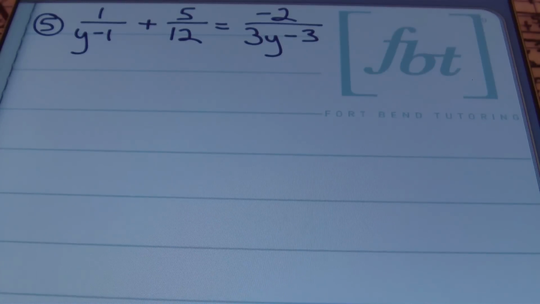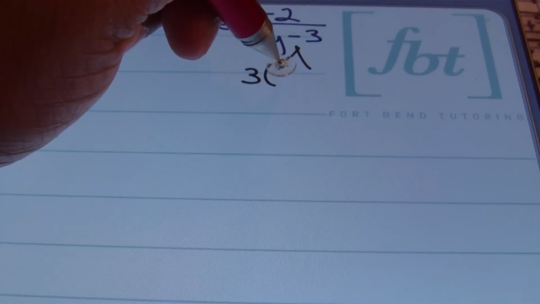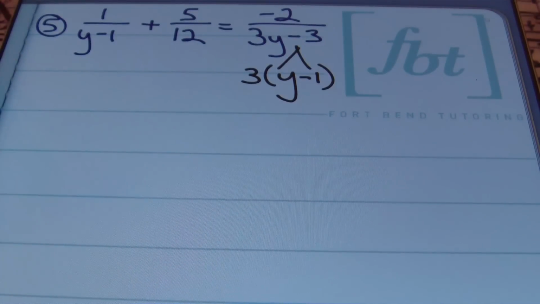In problem number 5, we have 1 over y minus 1 plus 5/12 equals negative 2 divided by 3y minus 3. Well, you can factor out a 3, and then we can show that this is the same as 3 times y minus 1. From here, we can look at the coefficients of 3 and 12 and see that our LCD would need to include 12 as a coefficient as well as the factor y minus 1. In other words, your LCD is 12 times y minus 1. So that's what I'll be multiplying each and every term by.